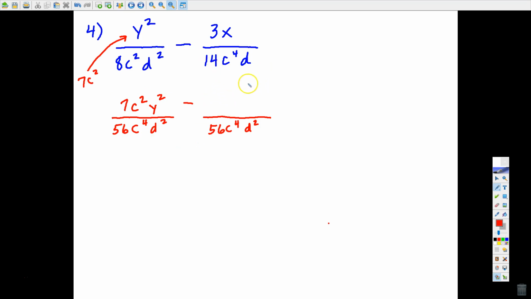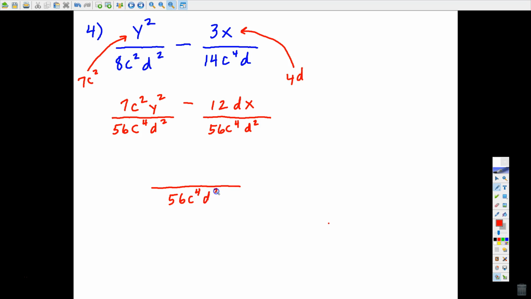Okay, over here I'm going to do the same thing. I'm going to divide blue original denominator into the LCD, and that 14 goes into 56 4 times. The c to the 4's cancel, and d goes into d squared d times. And so I take that result and I multiply it times 3x. 4 times 3 is 12dx.